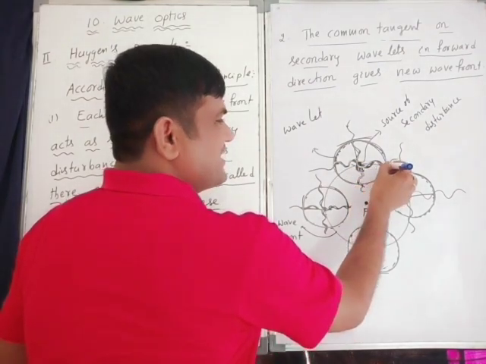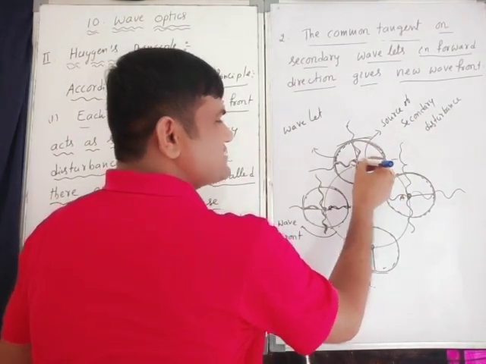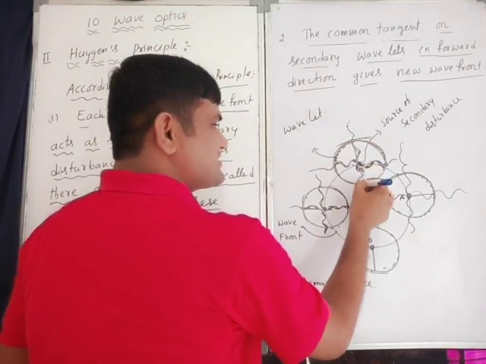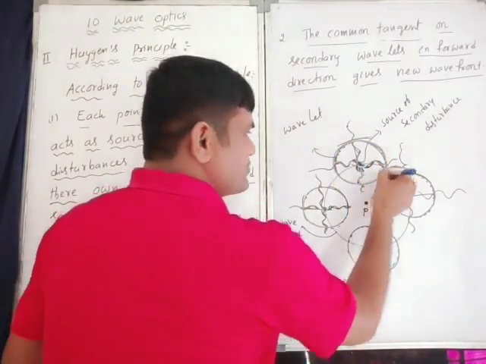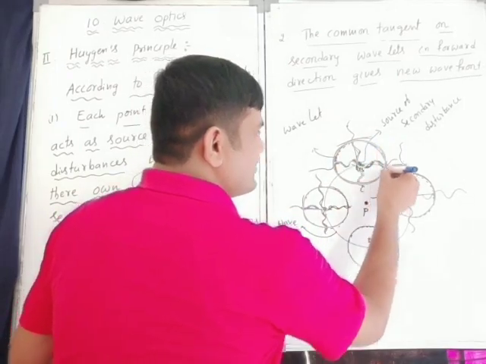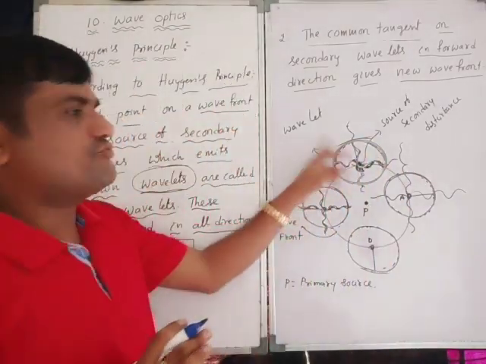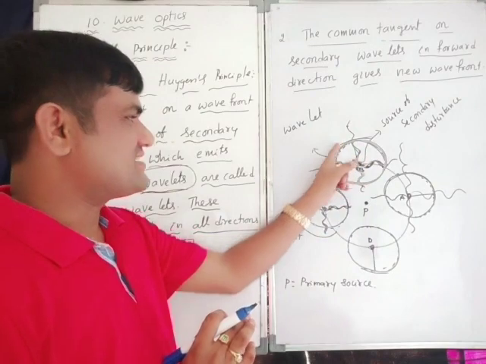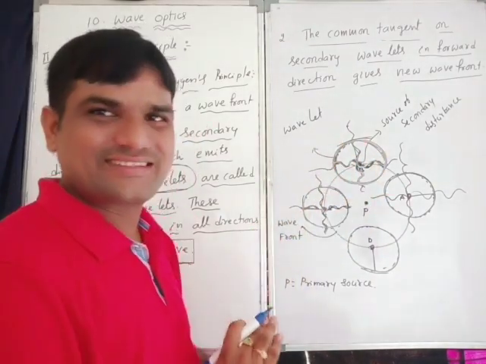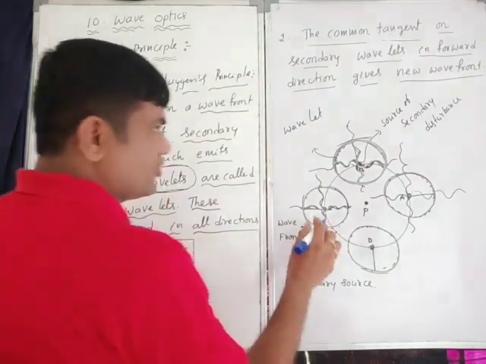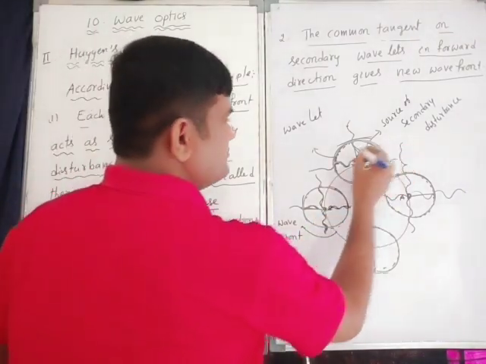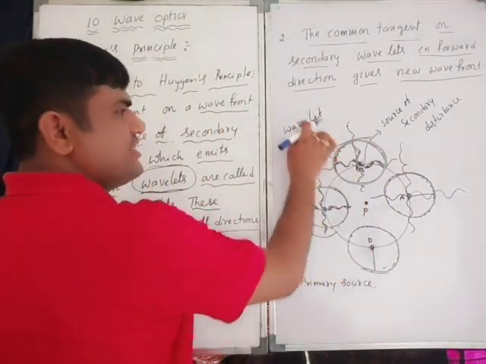So now I can draw here. Here the same phase, all points I can join with the help of such a sphere. So I got one wavelet. This is known as a wavelet. Are you clear everybody? So wavelet, already written here, is a wavelet.